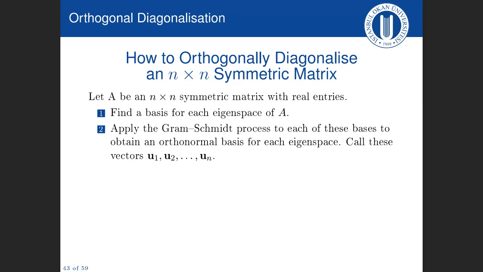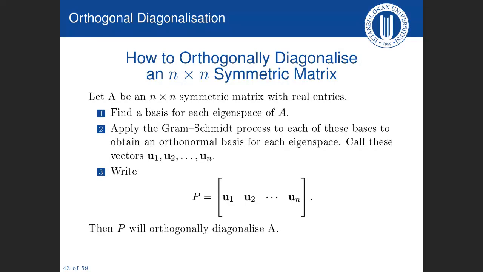So step two is to use the Gram-Schmidt process on each one of these bases to obtain an orthonormal basis for each eigenspace. And I'm going to call these vectors u1, u2, up to un, because they're unit vectors, so I'm using the letter u. Step three, the matrix we want is the matrix P where the first column is u1, second column is u2, and so on, until the final column is un. And then we're finished. Then the matrix P will orthogonally diagonalize A.